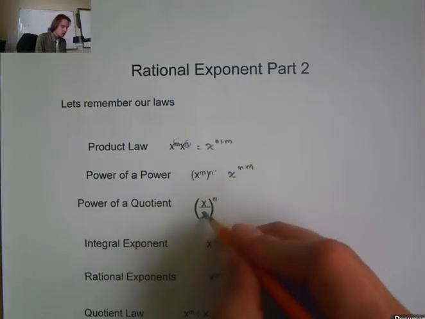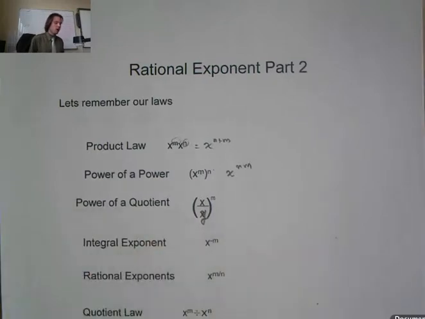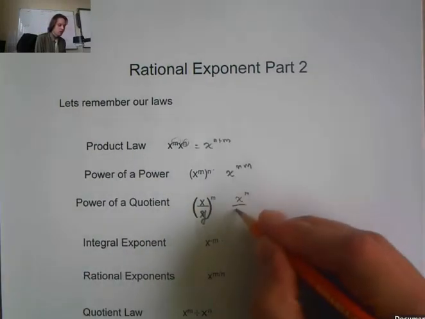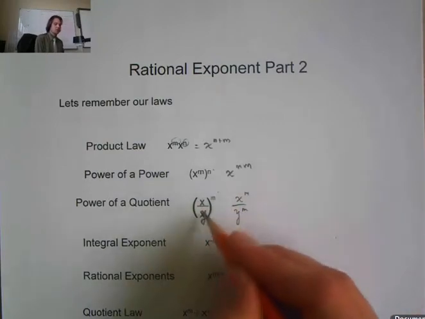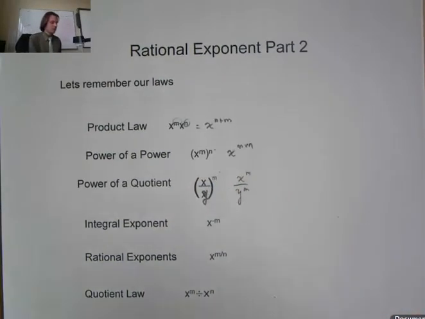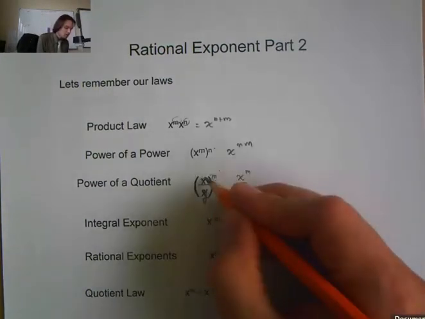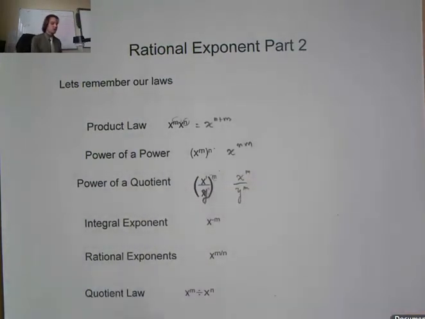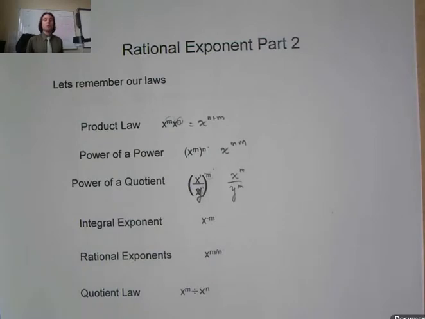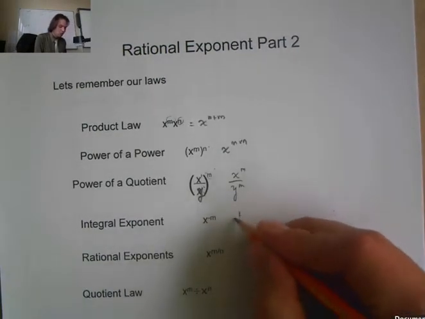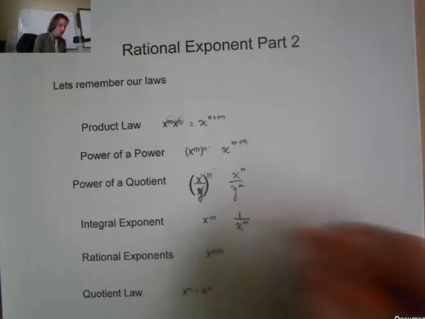The next one here, I'm going to put this as y, power of a quotient. Well, that's x to the m over y to the m. Both of these are to the power of m, so this m exponent must be multiplied to both of the exponents on the inside. Remember, there's an imaginary 1 there. Next one is the integral exponent. Well, if you remember, that means to flip. So we have 1 over x to the power of m.